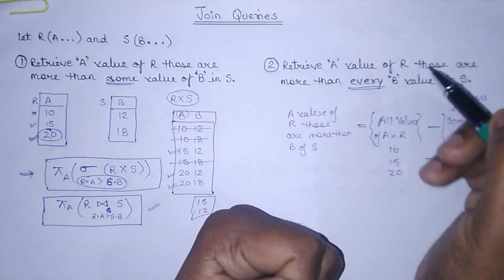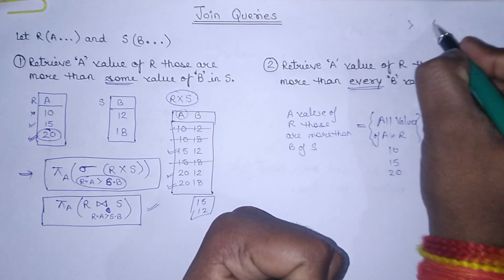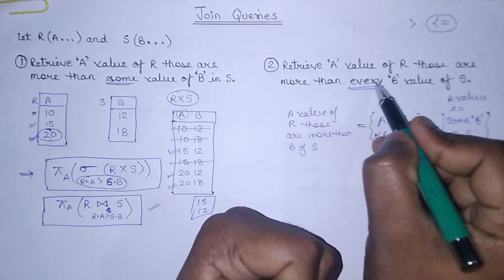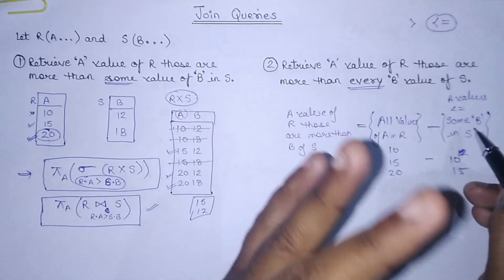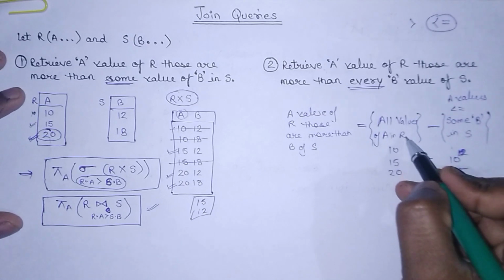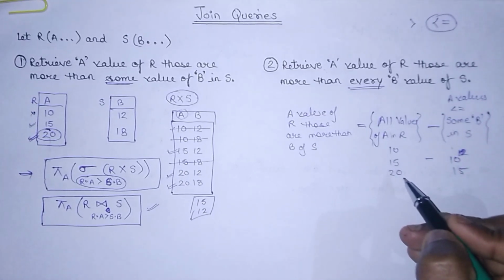Here we are talking about more than only. So what will be the opposite? Less than and equal to, both, right? So this I did here. For every we have taken some. That's it. This is an easy one. Now what are the different values of A? 10, 15, 20 are all the values of A.